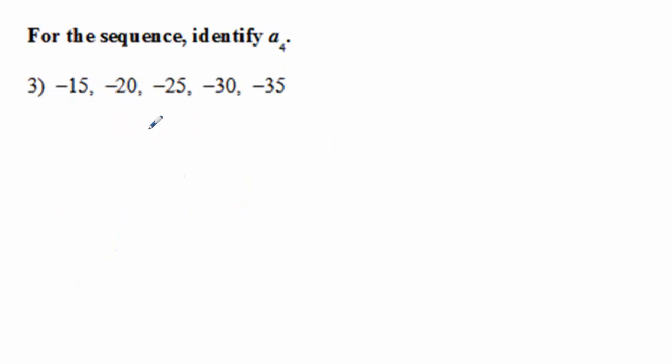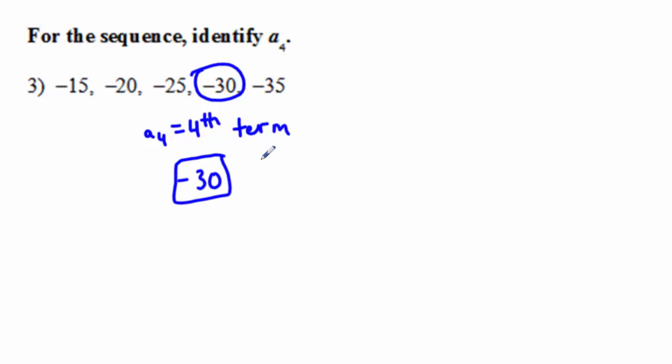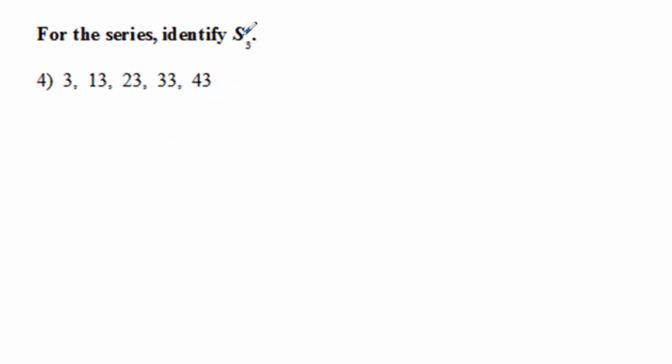Number 3, identify A4. A4 means what is the fourth term. So we could use a formula to do that, or we could just say, that right there is the fourth term. So our answer is negative 30. The sum of the first 3 numbers is what S of 3 stands for. So we're going to take our first 3 numbers here, and we're going to add them together, and that'll be S3. So that means my answer is 39.